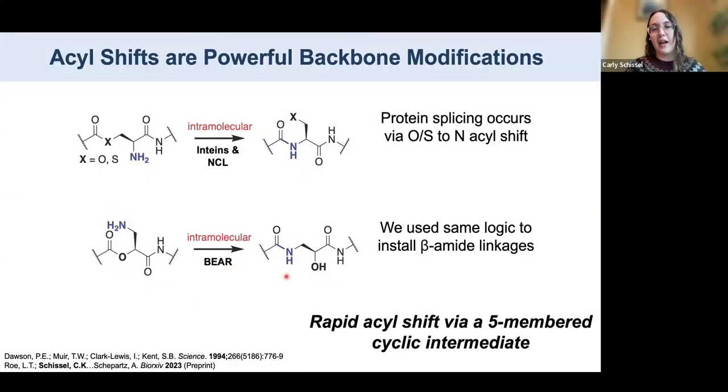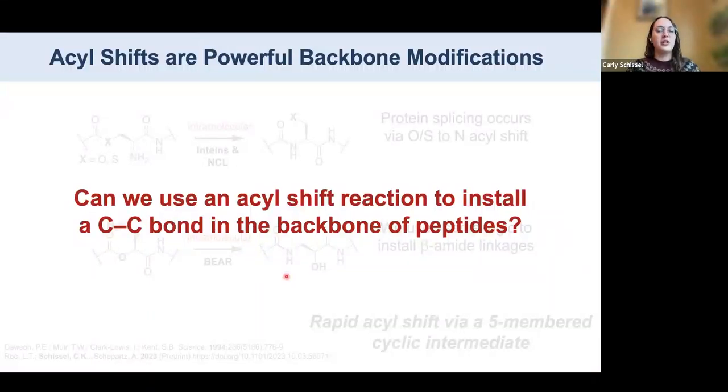Okay, and the reason why these reactions are so efficient is because they take advantage of a 5-membered ring cyclic intermediate. And so my question here when approaching this project is, can we use a similar acyl shift strategy to actually install a carbon-carbon bond in the backbone of peptides? And so really this means if it's too challenging or we haven't been able to yet to incorporate carbon-carbon bonds directly in the ribosome, can we actually install them post-translation?